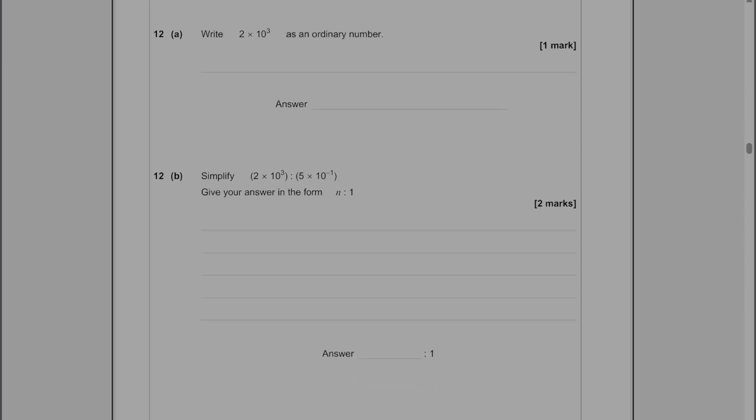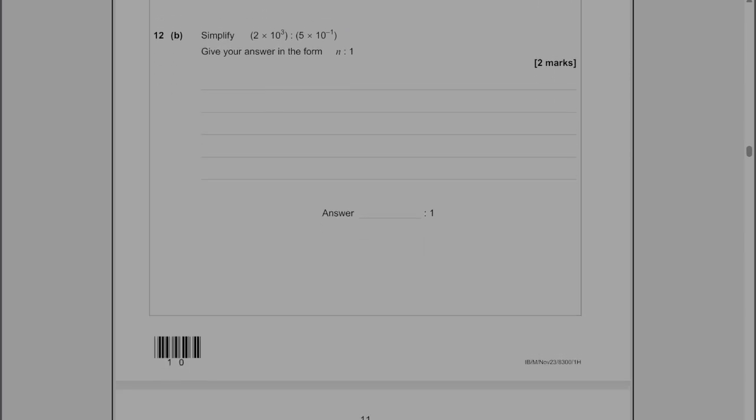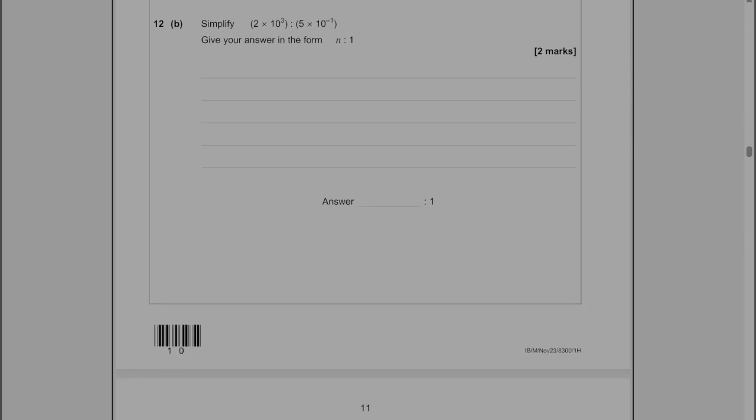Okay, question 12, write as an ordinary number. That's going to become 2 with 3 zeros. Part B, simplify, giving your answer in the form n to 1. We've already done that number, that's 2000, and the second number is going to become 0.5. If we double them both, that's going to be 4000 to 1. So 4000.